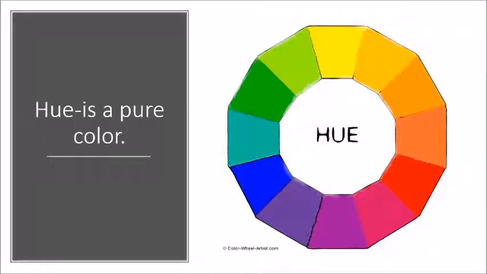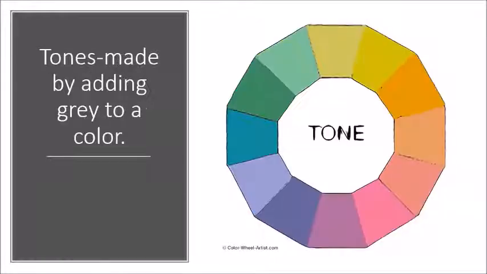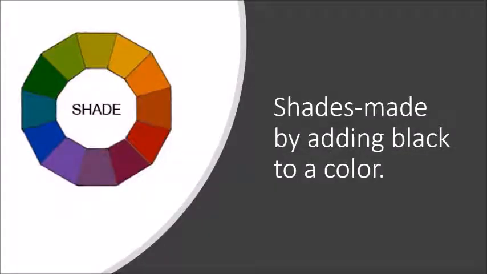Hue is the name of a pure color. Tints are made by adding white to a color. Tones are made by adding gray to a color. Shades are made by adding black to a color.